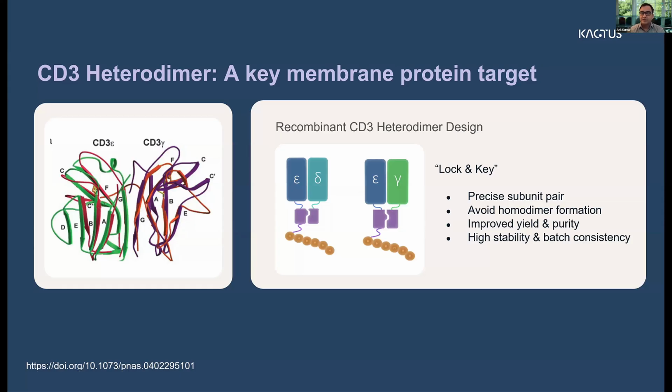Traditionally, the heterodimers of the entire complex have been made available because the complex has been too challenging to produce intact. These two heterodimers are epsilon and delta, and epsilon and gamma, and they need to be produced in such a way that there is no homodimer formation, precise subunit combination is happening, as well as stability and consistency of the produced product, primarily used for the characterization of lead candidates.